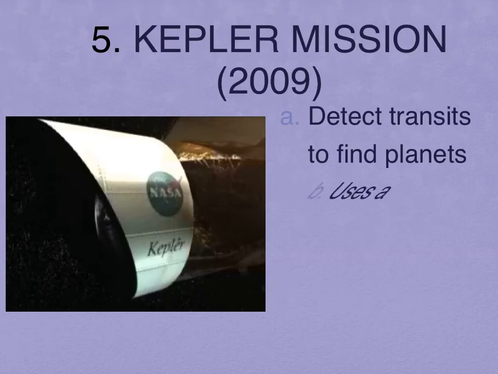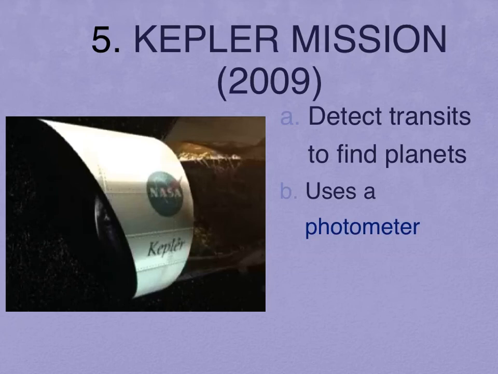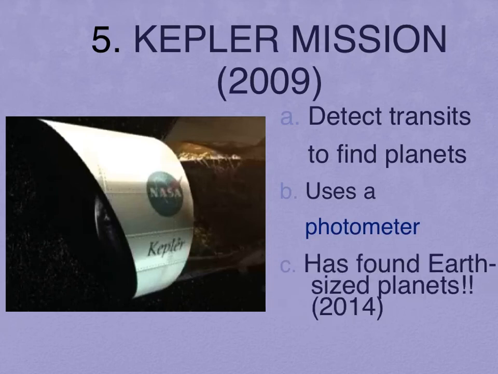Its job is to use a photometer and then record the brightness of the light, the intensity of the light. And so to a very fine degree, it's looking at the intensity, and as soon as it blinks a little bit, we know that there's a planet there. One of the things they hoped is that they would find Earth-sized planets, and now that has officially occurred. We've been finding Earth-sized planets using Kepler.